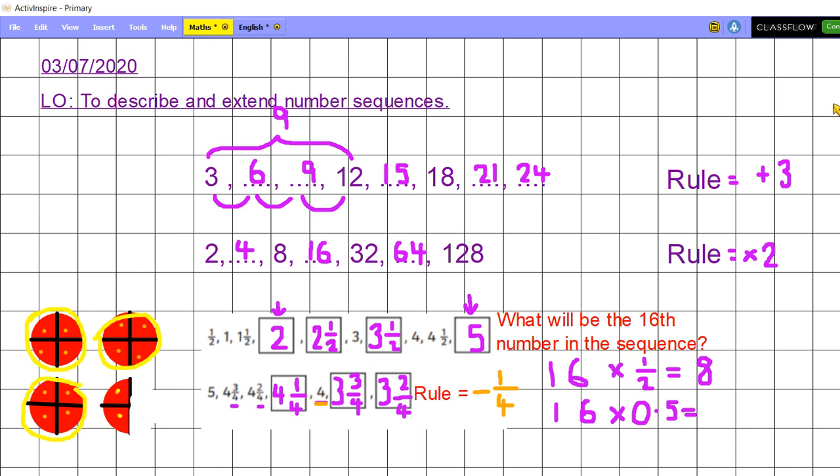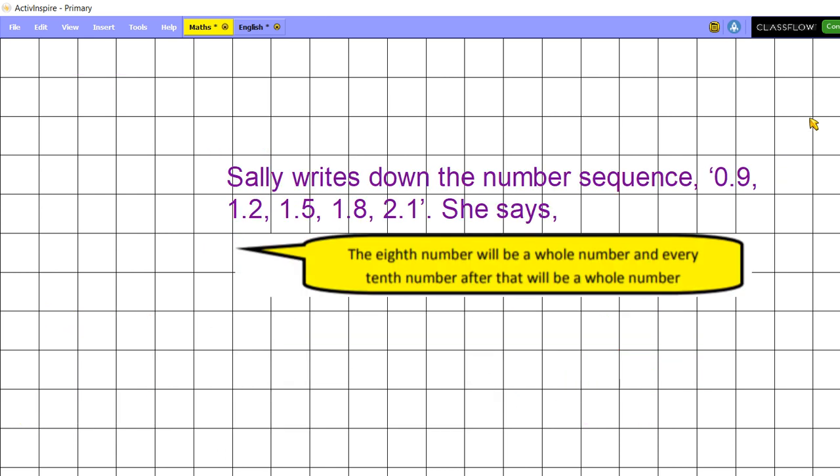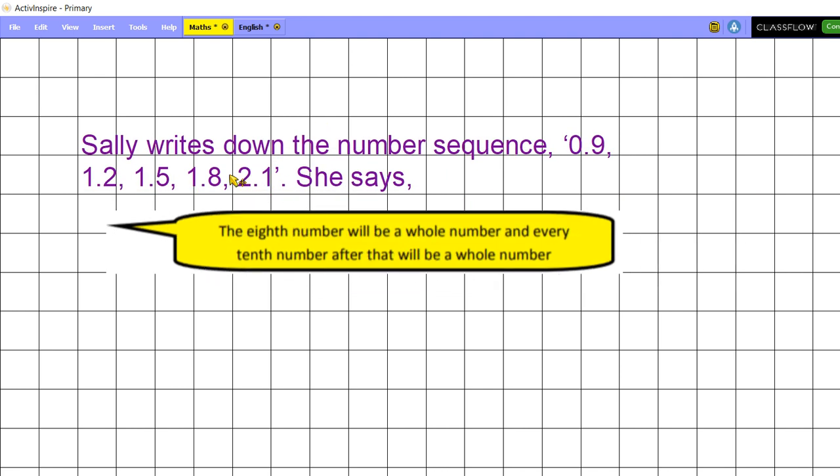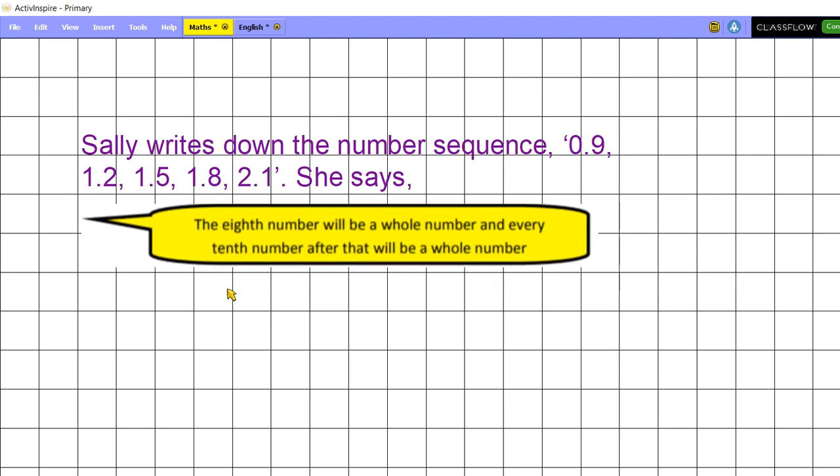Okay. So let's just have a quick look at a question for you that you might have. So Sally writes down this number sequence 0.9, 1.2, 1.5, 1.8 and 2.1. She says that the 8th number will be a whole number and then every 10th number after that will be a whole number. So I want you to tell me, is Sally correct? Yes or no, and then I want you to prove it, okay?